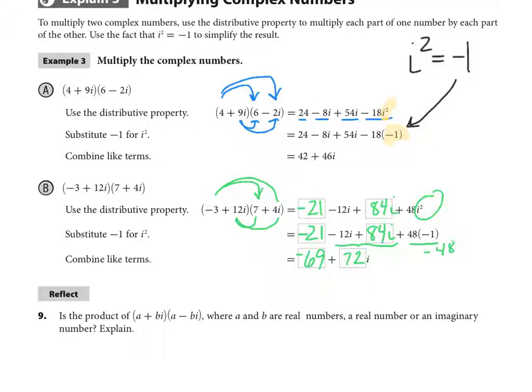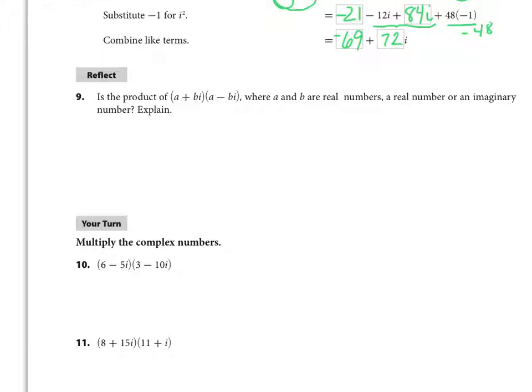When multiplying complex numbers, keep in mind that anytime you get the imaginary number i raised to a power 2 or higher, you're going to need to simplify that number. So if you're multiplying like i to the third, i to the fourth, even i to the sixth, be sure you simplify that before you start adding and subtracting like terms. It's your turn now to practice with 10 and 11.